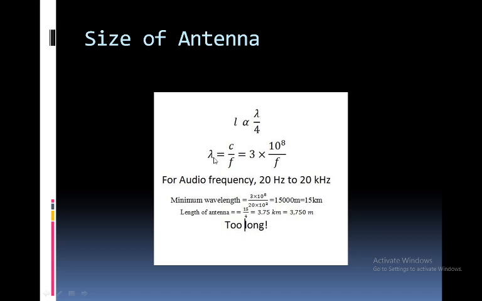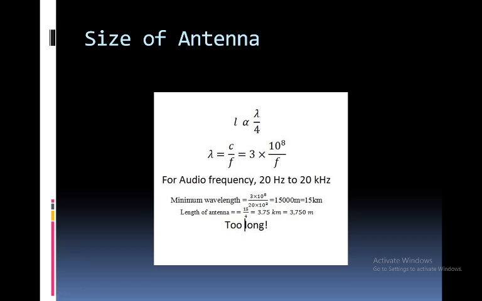So we can simplify it as wavelength will be 3 times 10 raised to power 8 over the frequency of the signal. But the audio frequency, the signal that can be detected by the human ear, is between 20 Hz to 20 kHz, which is 20,000 Hz. So any frequency outside this range is not audio frequency.